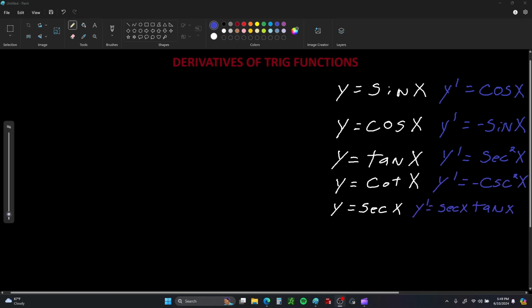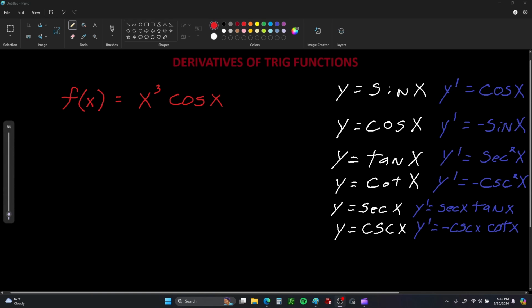The final two derivatives of trig functions: for y equals secant x, y prime is secant x tan x. And for y equals cosecant x, y prime would be negative cosecant x cotangent x. Now that we have the 6 basic derivatives of trig functions, let's use them in some practice problems.